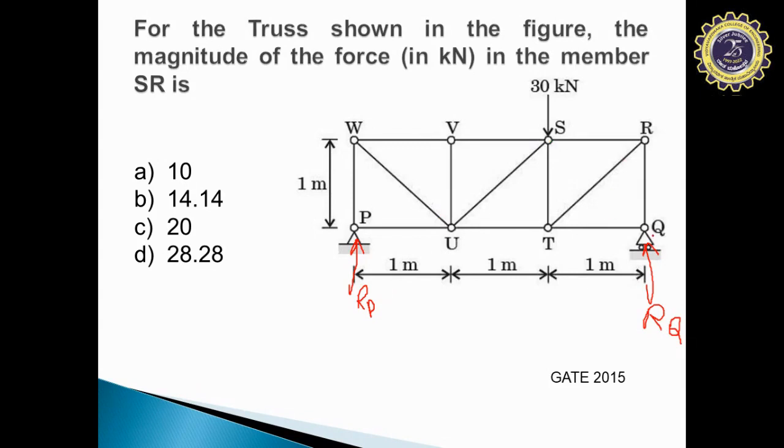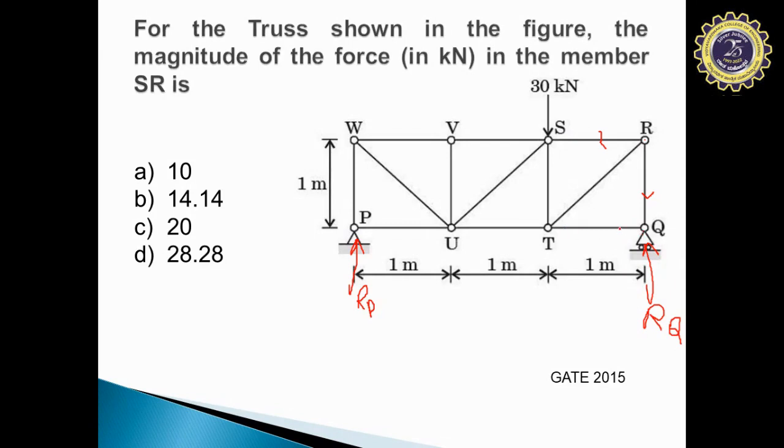Since SR is very close to joint Q, let us start by solving joint Q, so that when we solve joint Q, we will get the unknown, that is, the force in RQ. Once we know the force in RQ, if you move on to the next joint, that is R, you can solve the force in member SR. So in order to find the force in RQ first, we need to know the reaction at Q.